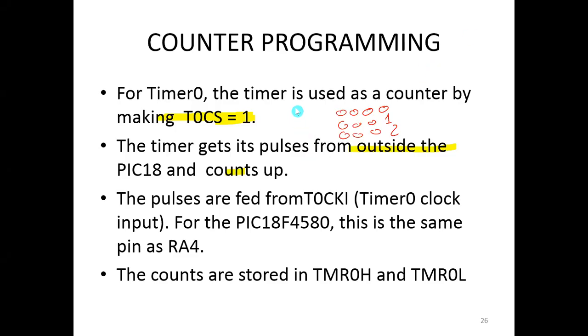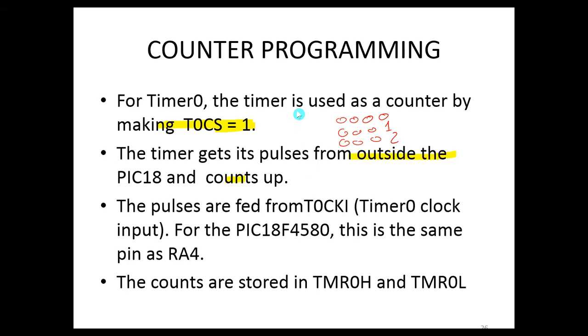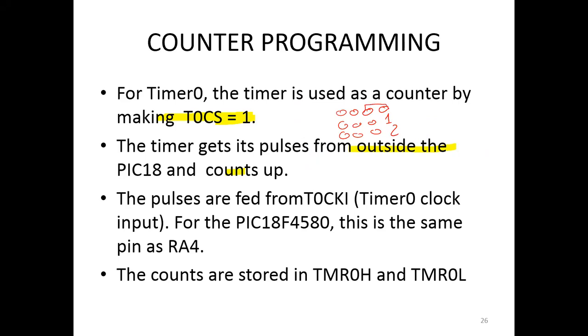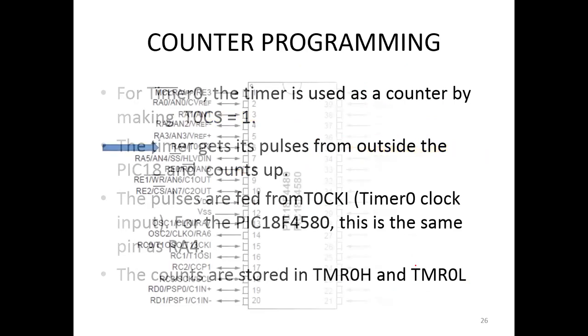Doctor, we're registering the data where? We have the timer 0 low and timer 0 high, the two registers that we have seen previously. Oh, the same, okay. So this part is the value of timer 0 low, and this part is the value of timer 0 high. The pulses are fed from the timer 0 clock input, which is the pin number RA4, and the counts are stored in the two registers, timer 0 low and timer 0 high.